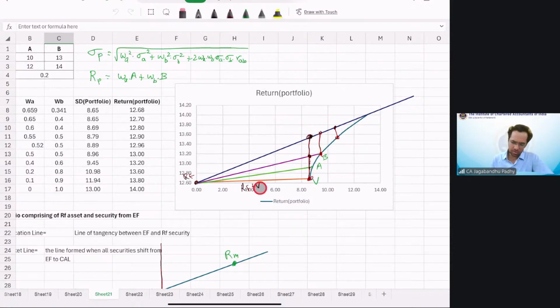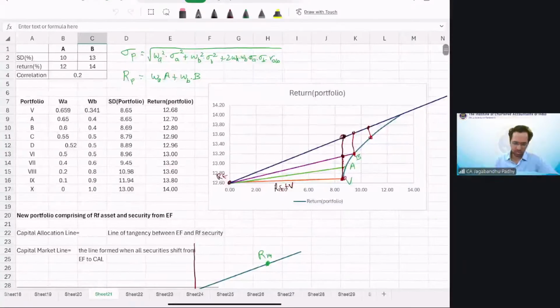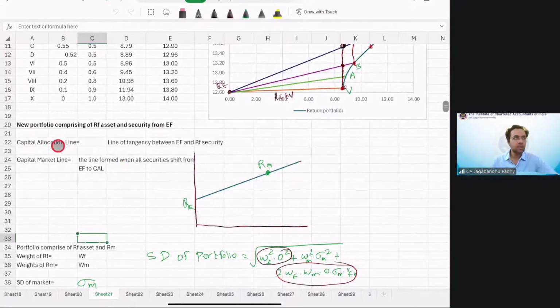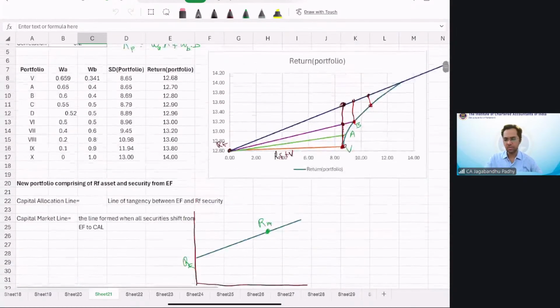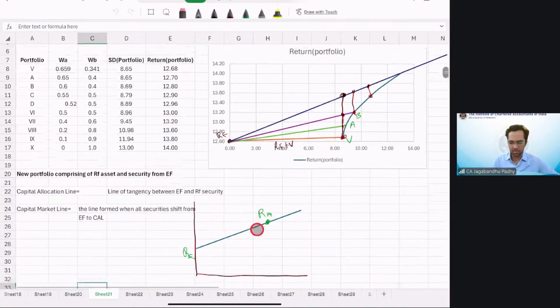Okay. And when you are creating this line, that's called the capital allocation line, because that's the line of tangency between the efficiency frontier and the risk-free security. The capital allocation line is the line of tangency between your efficiency frontier and the risk-free security, guys. Then when we look at the other aspect of the capital market line, it is the line formed when all securities shift from this efficiency frontier to the capital allocation line, because the entire market is staying over there. So now that becomes the capital market line.